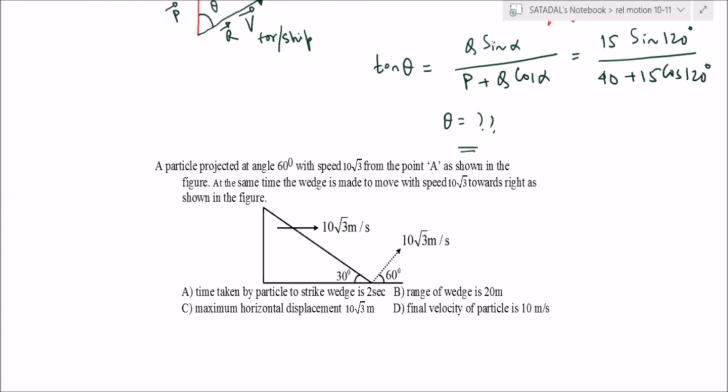Yes, Dinesh? Sir, A and C are correct. For B, I get that range equals 60 meters, sir. Okay, I will check just now. Wait for some more time. Okay, sir. Shashivardhan? AC, sir. Okay, fine. I will check.